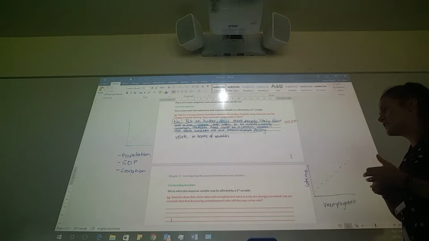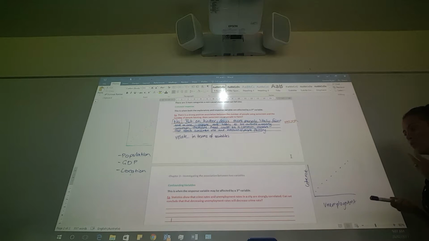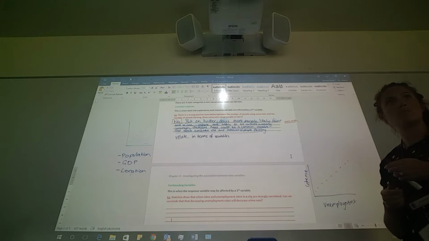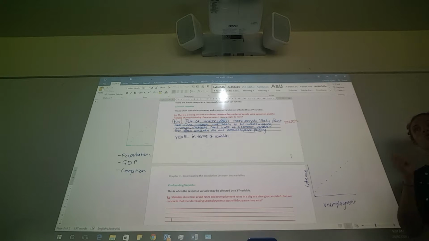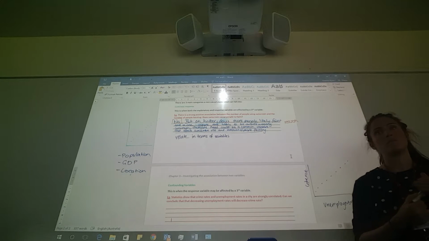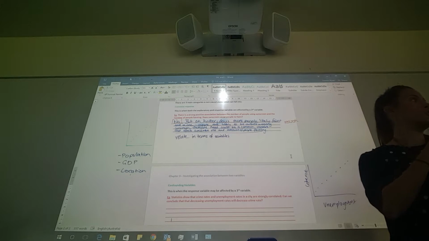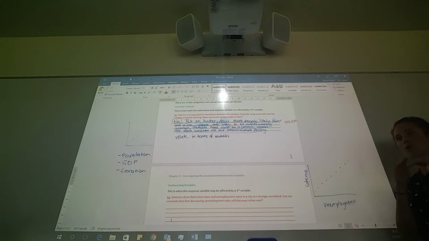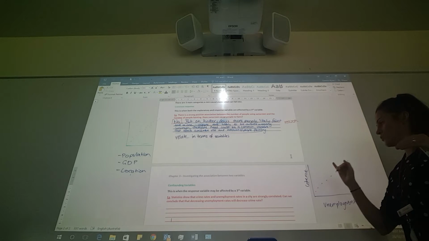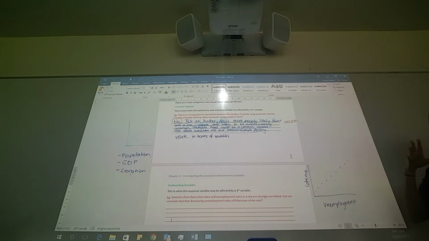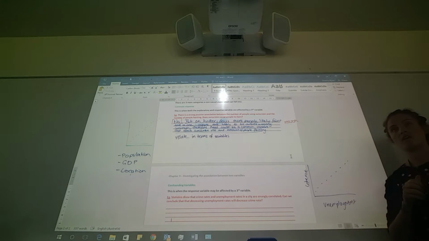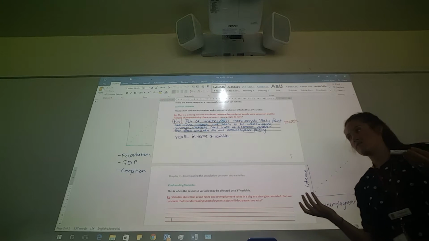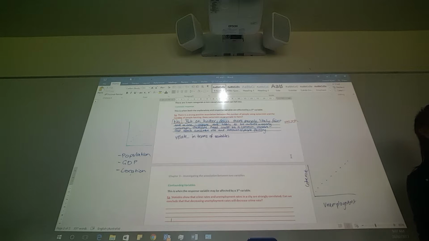Can we conclude that decreasing unemployment rates will decrease crime rate? Can we conclude that? By saying we conclude it, we're saying that there is no other possible explanation or way we can get crime rates down other than unemployment rates. What do we reckon? Now, what's something else that could affect this?